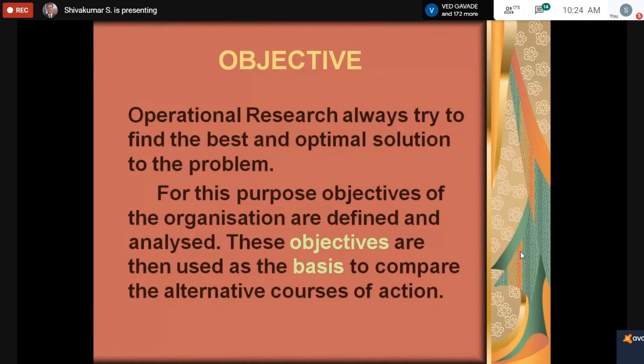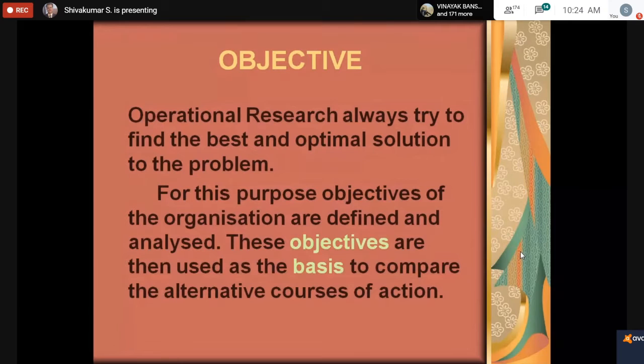And the last feature: OR always works on the objective. Objective is very essential. For example, you talk about mission and vision. In any organization, I think you would have seen everywhere that we have our mission and our vision. So the objective is very important.